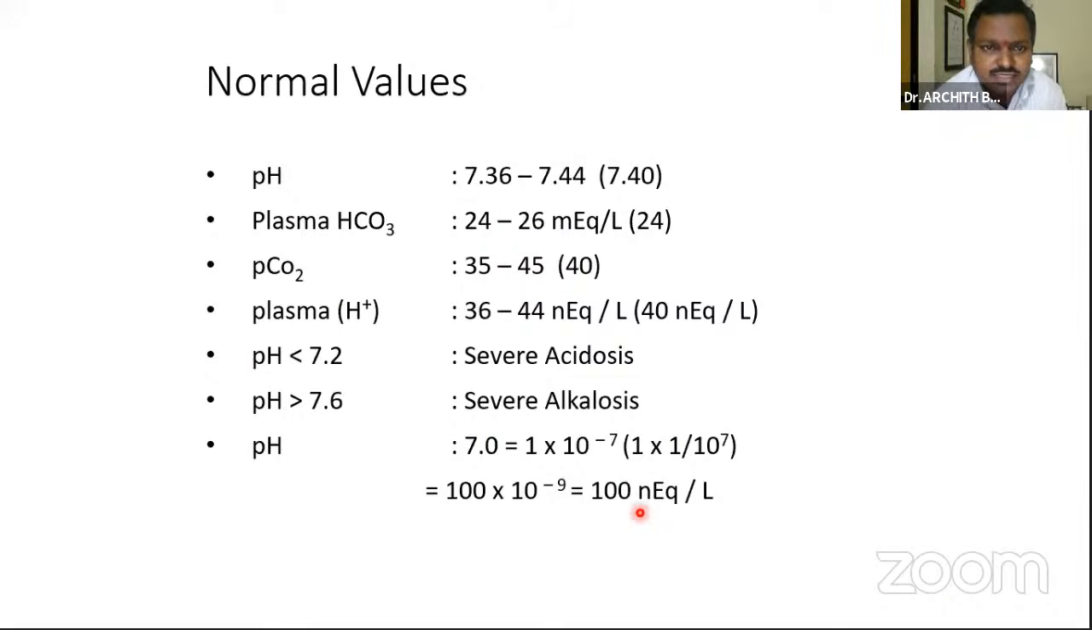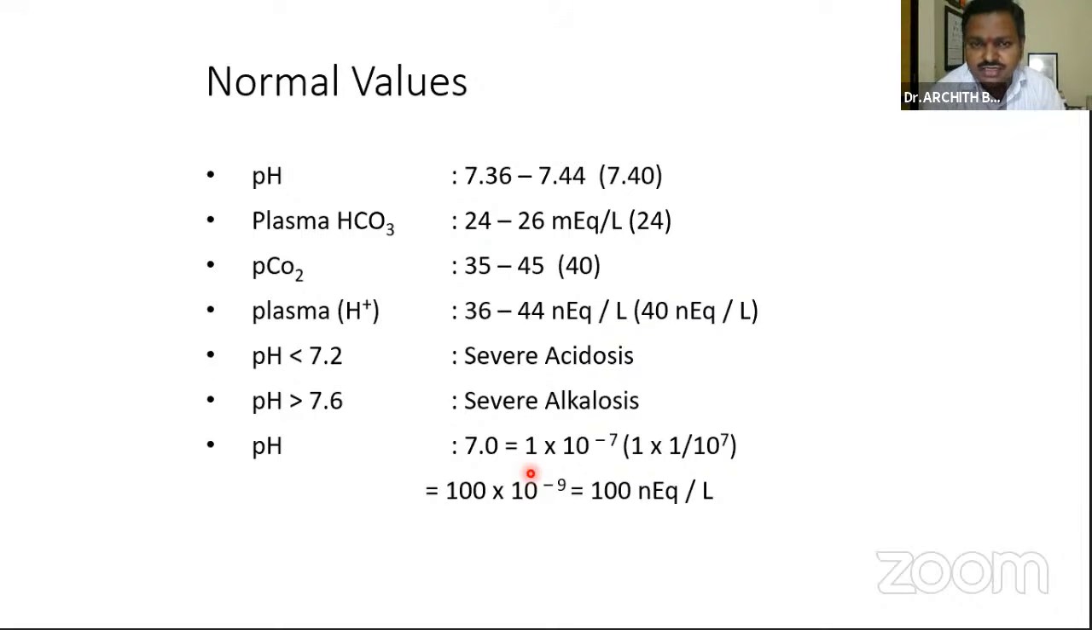Quickly, let me discuss certain concepts of ABGs. You have simple ABGs only that are kept. In ABGs, you should know the normal values and how to interpret them. The pH is 7.36 to 7.44, and the bicarbonate is around 24.